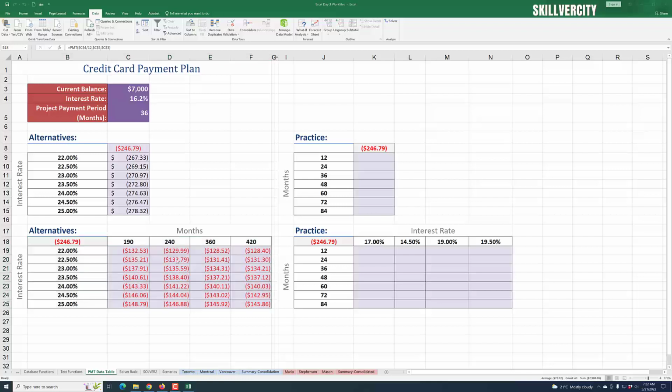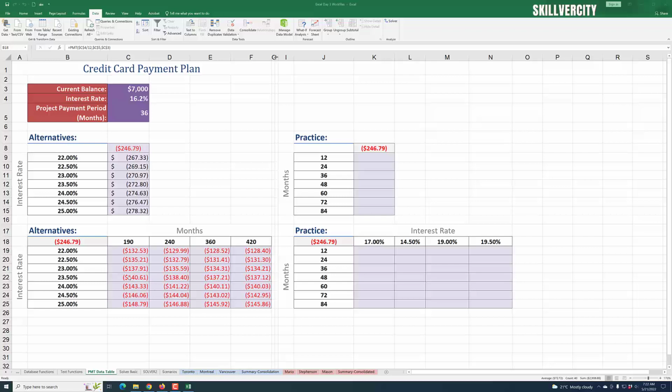$132.53. As you know, the longer you take to pay, the lower the monthly interest is. However, over the long term, you are paying more to the interest, paying more to the credit card providers, but your monthly interest will reduce, as you can see here.